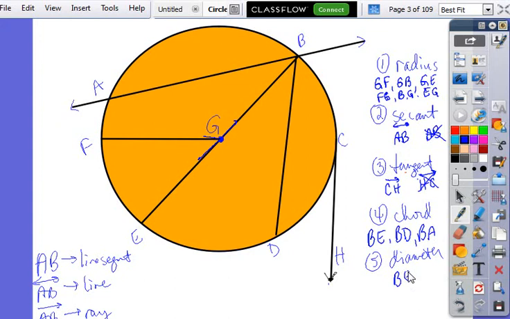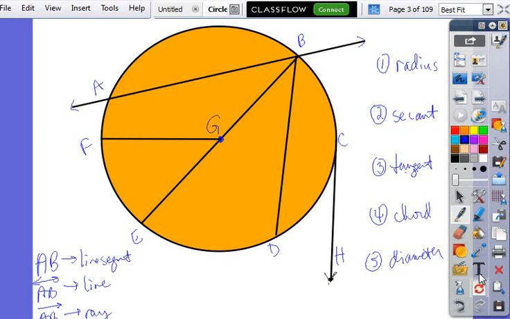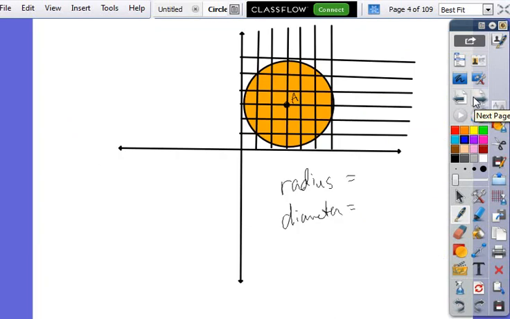All right, are there any questions on how to identify this stuff? Because if you can't identify it, you're not going to be able to do anything else. All right, this is very simple. Don't even copy it down.